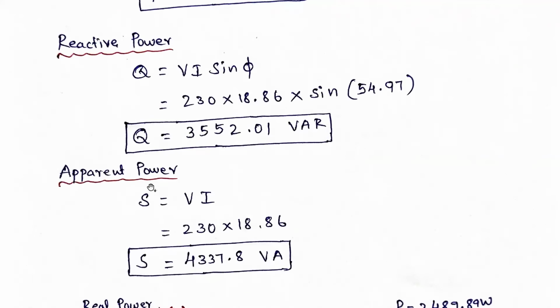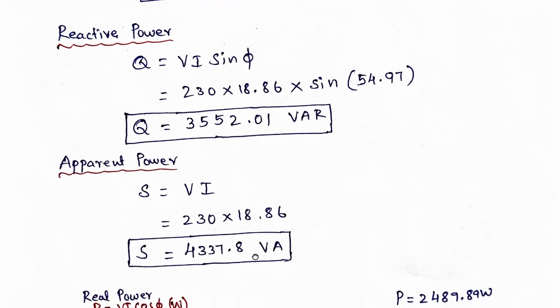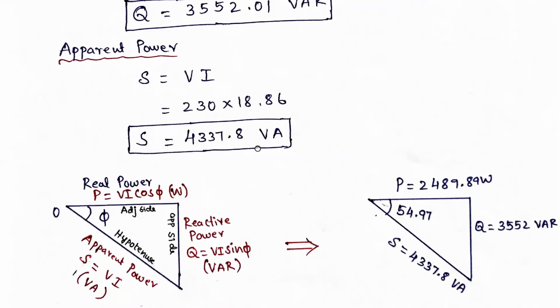Next is the resultant apparent power. Apparent power S is equal to V into I. V is 230 volts and I is 18.86. If we simplify, we get 4337.8 volt-amperes. This is the unit for apparent power.